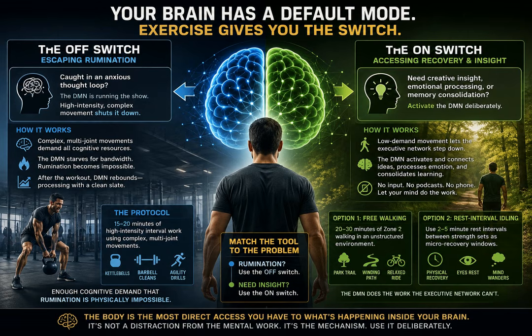Exercise gives you that influence. It's one of the most direct means of access you have to the brain's default mode. You can use exercise to shut off the default mode network when rumination is spinning out, or to turn it on when you need creative insight and emotional processing. The key is matching the right type of exercise to the right problem.